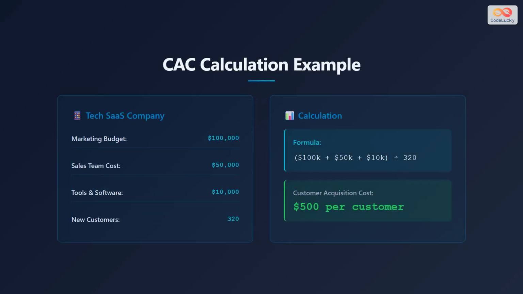Let's look at a real example. Imagine a tech SaaS company that spent $100,000 on marketing, $50,000 on their sales team, and $10,000 on tools and software in a month. During that same month, they acquired 320 new customers. Using our formula, 160,000 divided by 320 equals $500. So their customer acquisition cost is $500 per customer. This means, on average, they spent $500 to bring in each new customer.